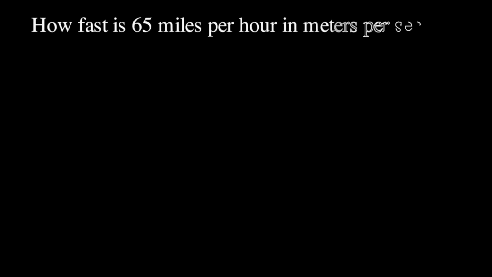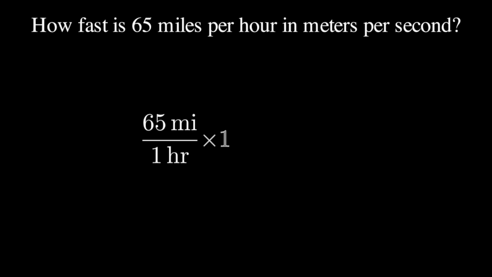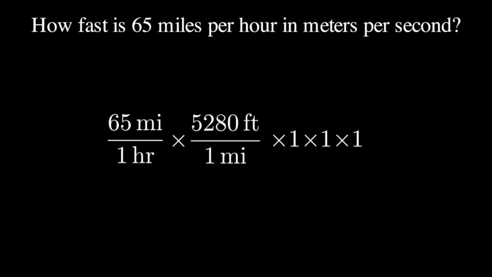The last few examples have dealt with length, area, and volume. Let's try to convert between units of measurement for speed. We want to find out how fast 65 miles per hour is in meters per second. To do this, we will need 4 ones. We know that there are 5,280 feet in 1 mile, and since we want to cancel out the miles in the numerator of our original value, we can put miles in the denominator of our first one.